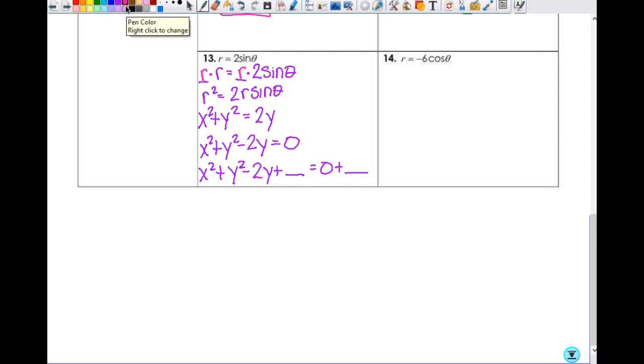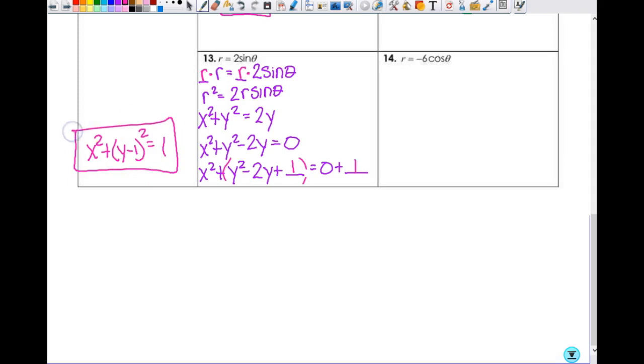Right? And all I'm trying to do, because the x is by itself, it's squared. It's this that I'm trying to complete the square with. So what goes in my blank? 1, right? Half of negative 2 is negative 1. I squared, I get 1. 1 and 1. That means what I end up with is x squared plus y minus 1 squared equals 1. There's my circle, the center at 0, 1. Any questions? All right, you do number 14.